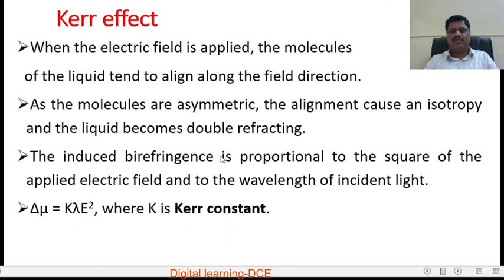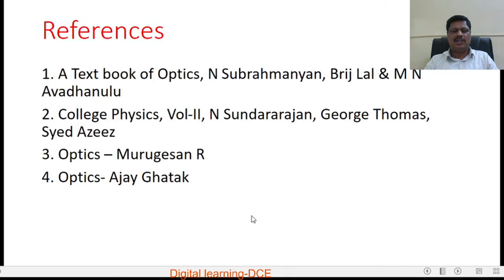So the induced birefringence delta mu is proportional to lambda E squared, and delta mu is equal to k lambda E squared, because the induced birefringence is proportional to the square of the electric field and directly proportional to lambda, where k is a constant called the Kerr constant.